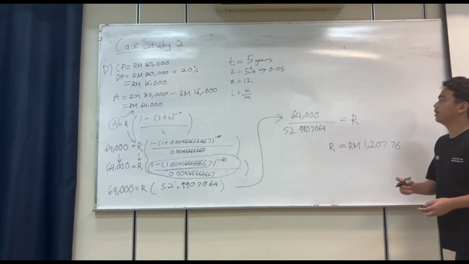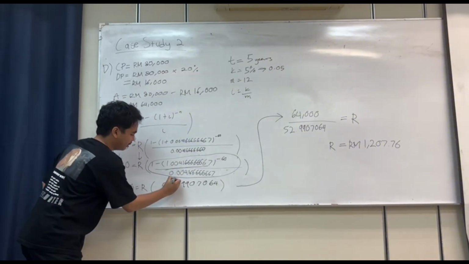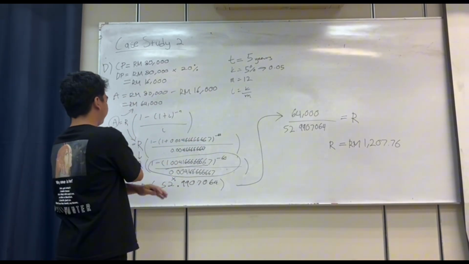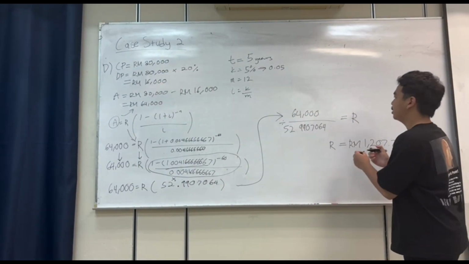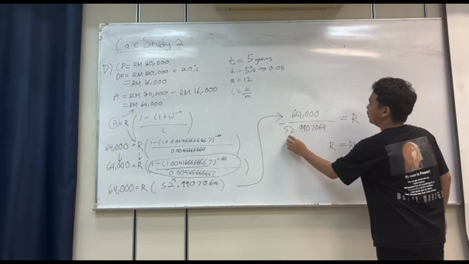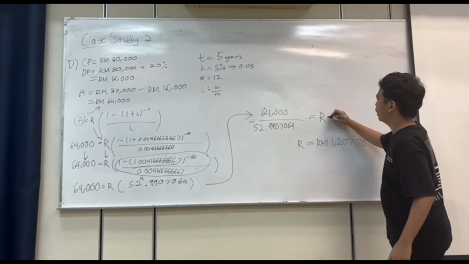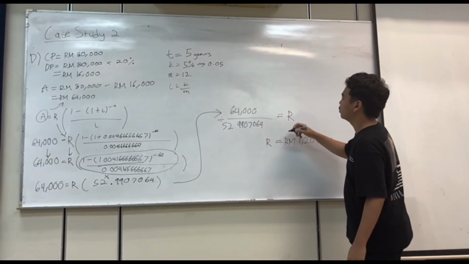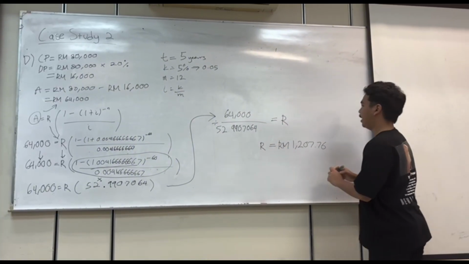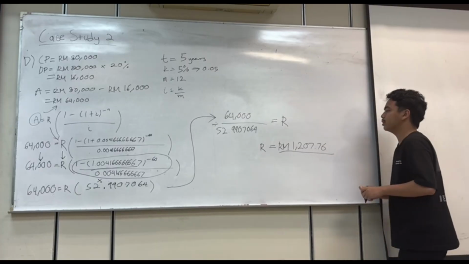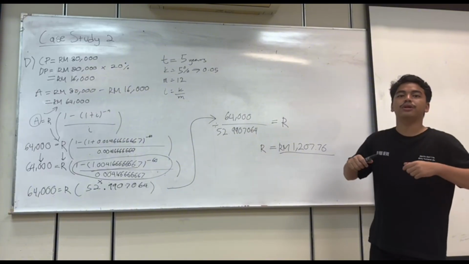After we get this answer, we need to divide. Since it is over, when we move it to the front, it becomes divide. So 64,000 divided by 52.990764. Then we just put R here and divide as usual. Then we get the final answer, which is 1,207.76. That's all for me for question D.